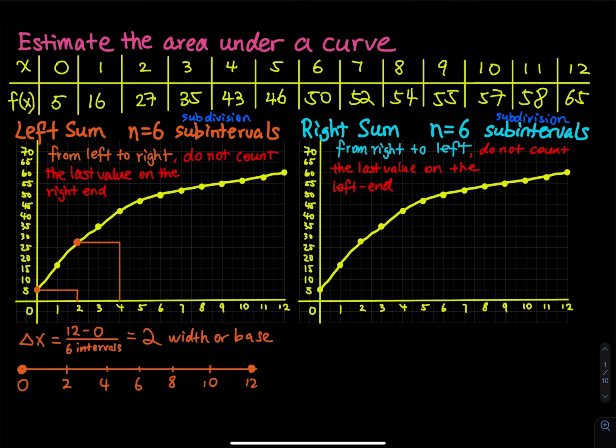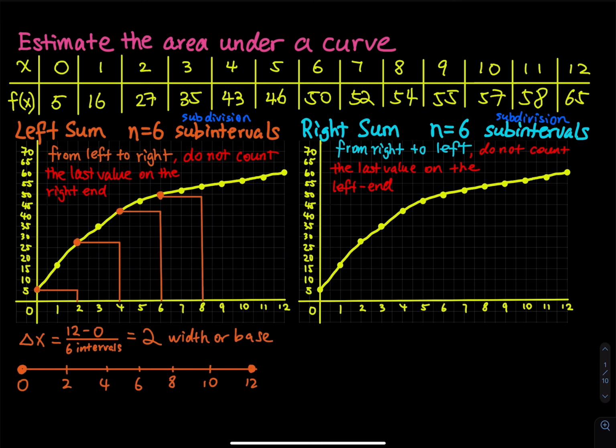When x is equal to 4, we have this point, and then we draw a straight line from 4 to 6, and then connect that to the bottom. And then when x is equal to 6, y is equal to this, and then we draw a straight line that is 2 units long from 6 to 8, and then we connect the 8.